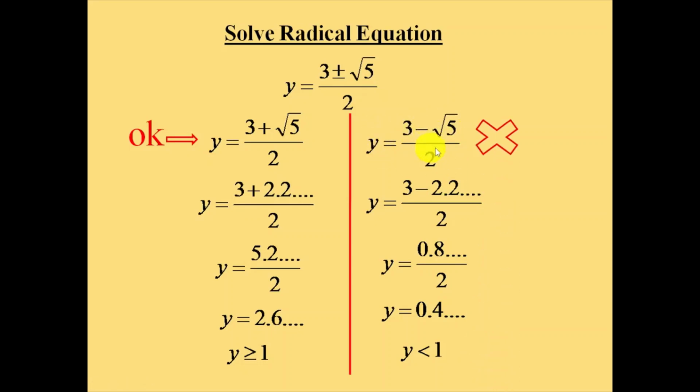Y is equal to 3 minus square root of 5 by 2. Finally, we got two solutions for y. Earlier we derived one, and in this part we derived the other. The valid solution is y is equal to 3 plus square root of 5 by 2, and we are ignoring this minus part, 3 minus square root of 5 by 2. Thank you.